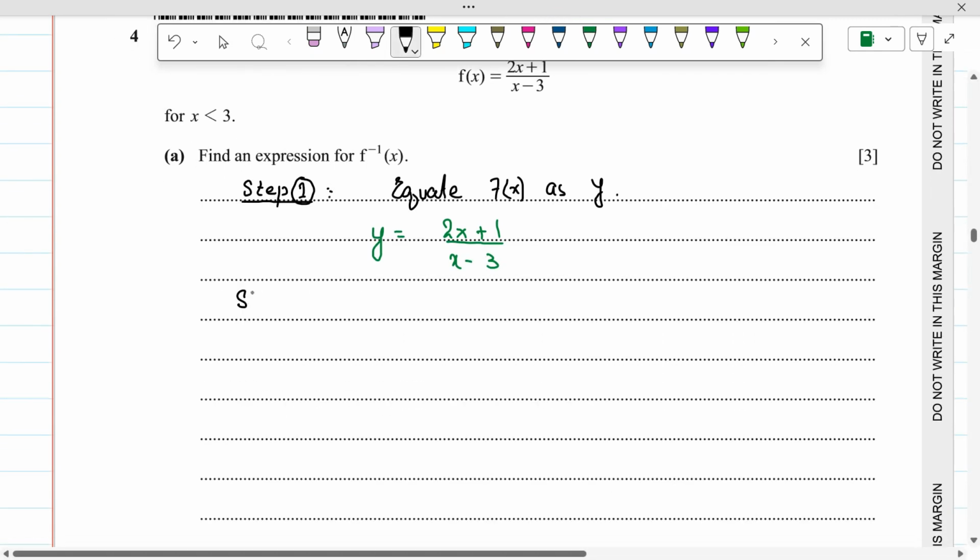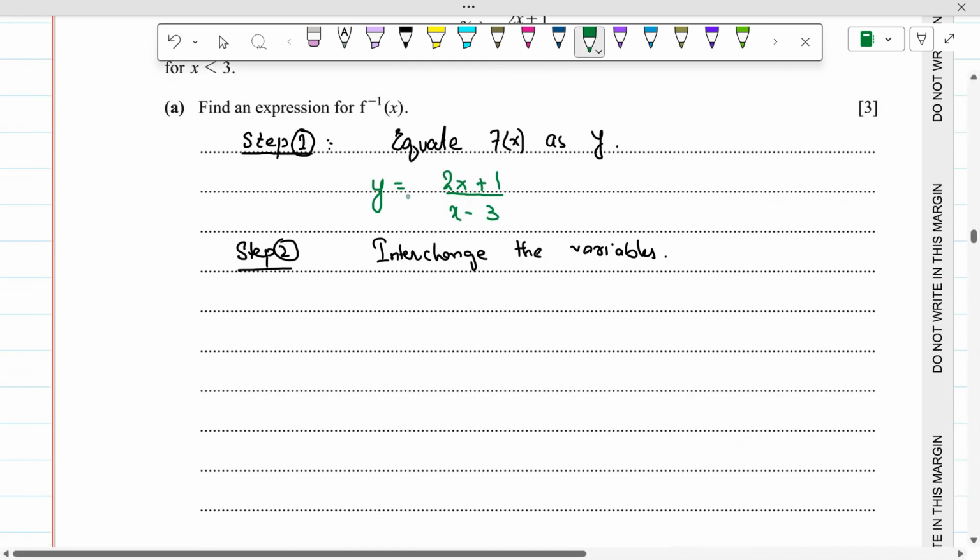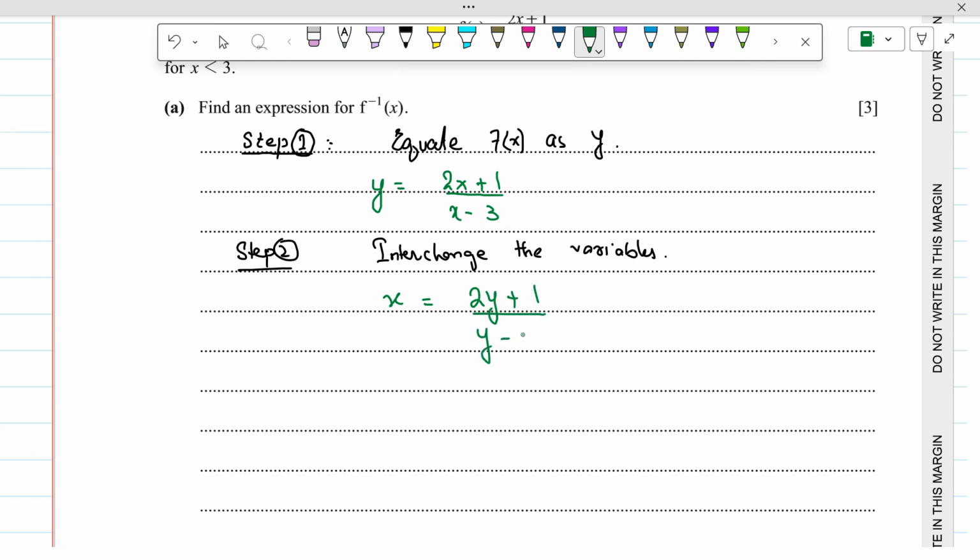Step 2: interchange the variables. So y will be x and x will be y. So x is equal to 2 times y, plus 1, over y minus 3.